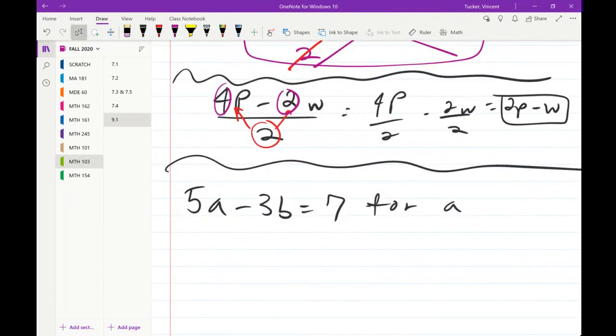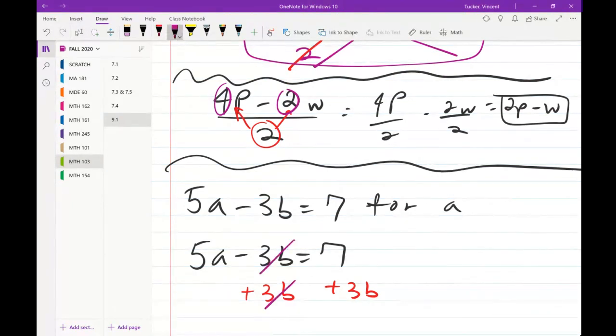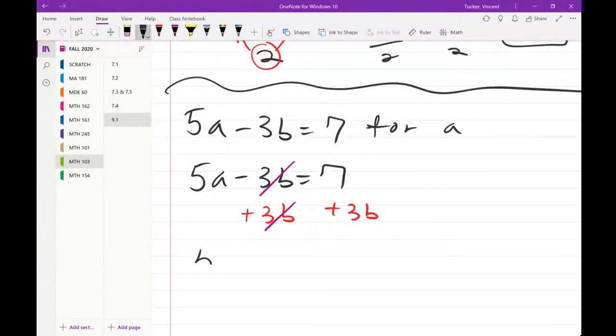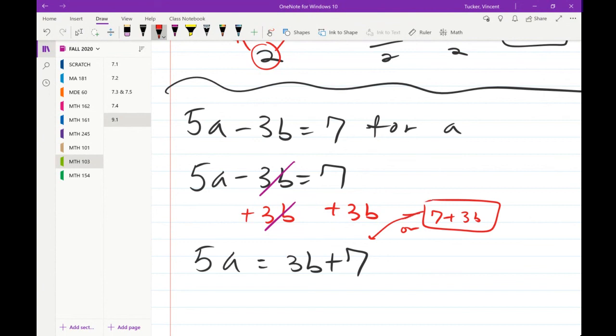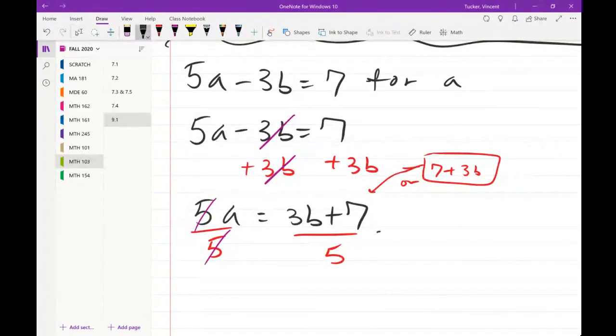We'll do another one, but this one's similar to what we just did, so I didn't think about it till I wrote it down. We have 5A minus 3B equal to 7. We want to solve for A. First thing we'll do is add 3B. 5A is equal to 3B plus 7. Or if you had written 7 plus 3B, that's the same thing. Now we can divide by 5. A is equal to 3B plus 7 over 5.